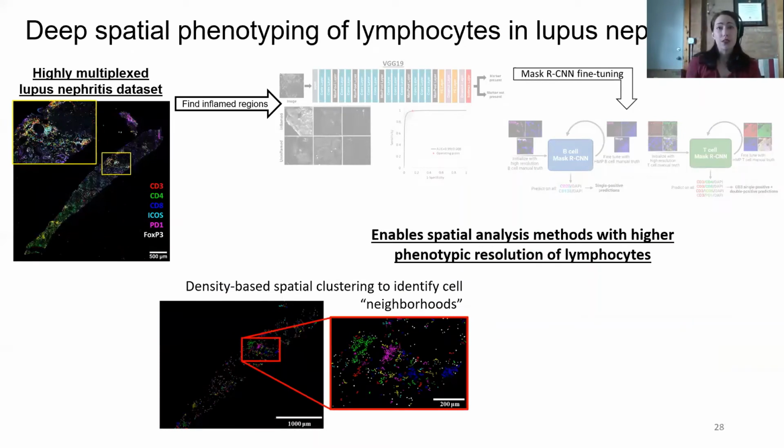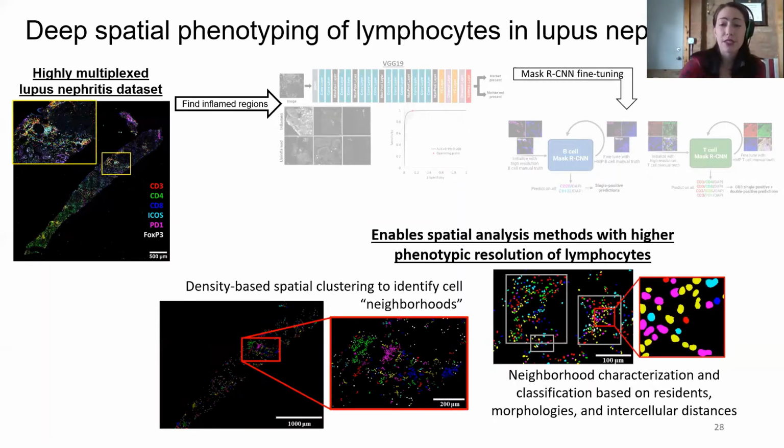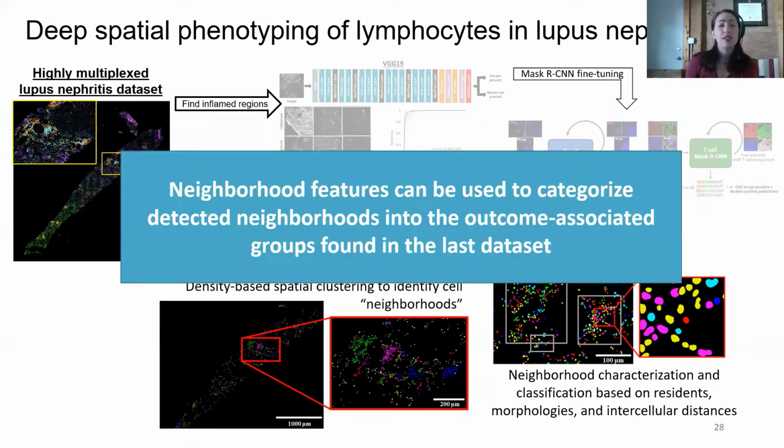So once we've found the lymphocytes within this tissue, we can do a similar analysis where we do our DBSCAN to do our spatial clustering and identify these cellular neighborhoods. And then we can do our neighborhood characterization and classify these neighborhoods based on the residence, morphologies, and the intercellular distances. And so these neighborhood features extracted from the highly multiplexed data set can be used to characterize the detected neighborhoods into the outcome associated bins from the last data set.